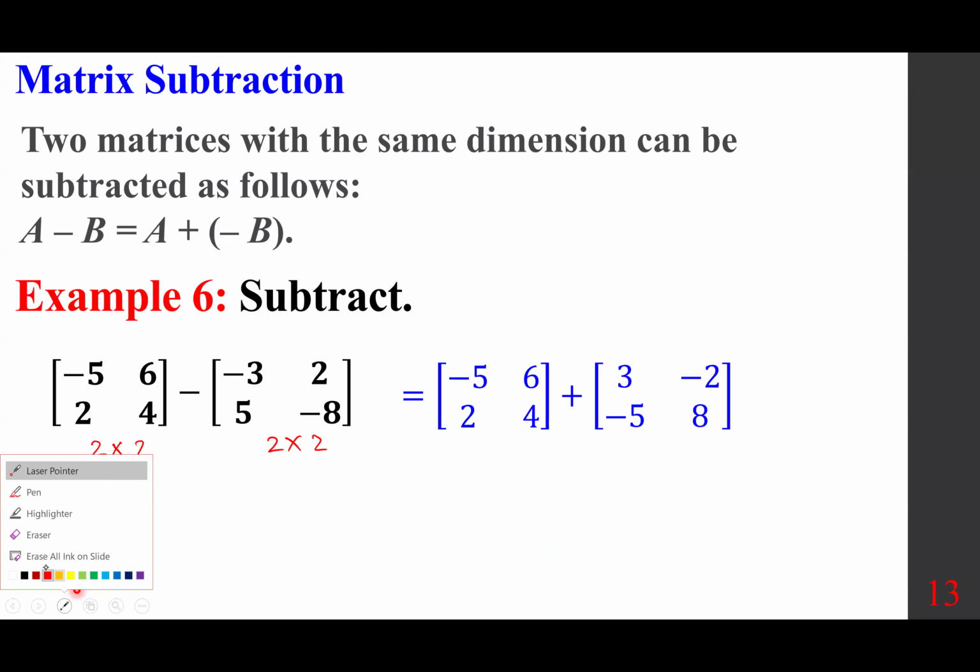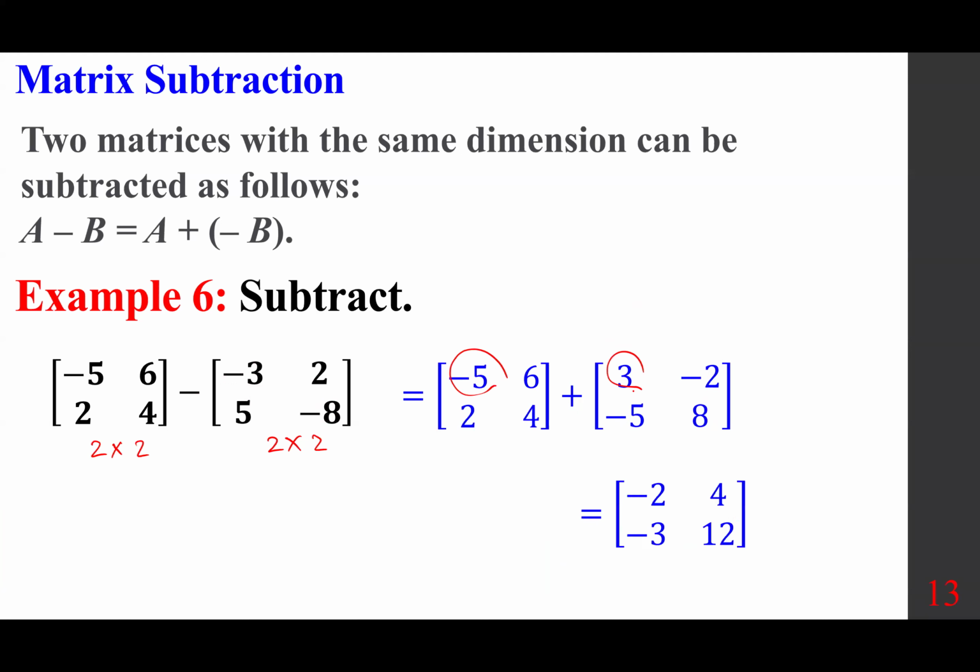Again, as an example, just add these two and the rest of them. And we end up with the following, of course, 2 by 2 matrix. So we have -5 and 3 is -2, 6 and -2 is 4, 2 and -5 is -3, 4 and 8 is 12.